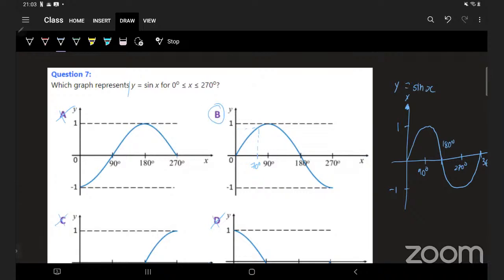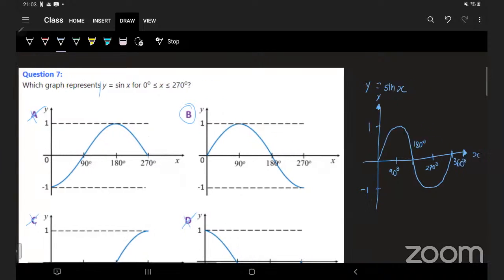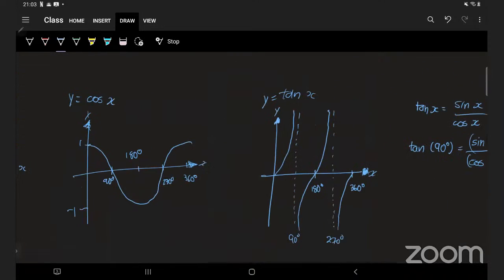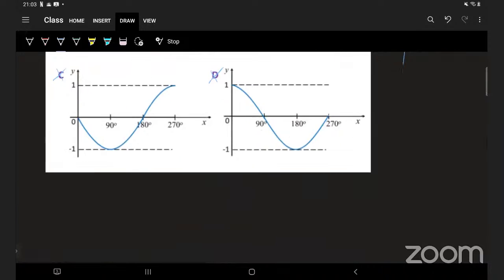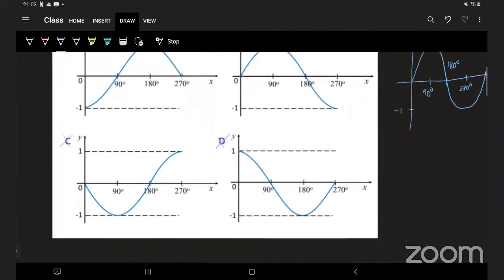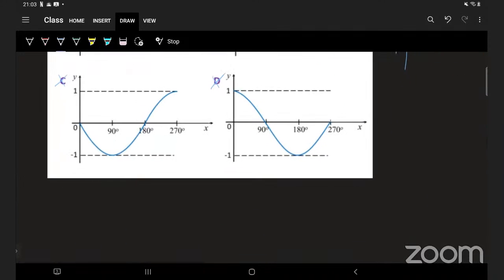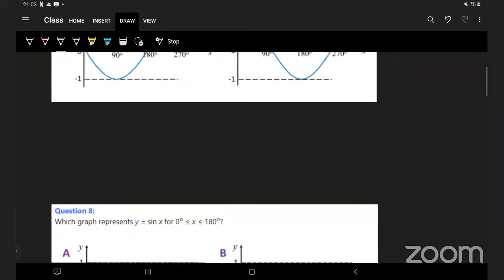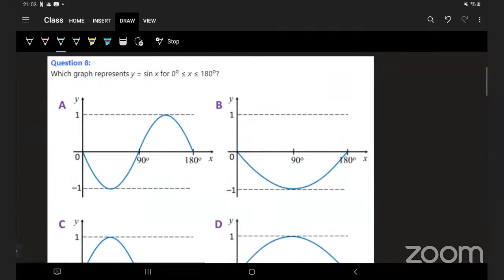You can actually do this without doing any calculation at all. Just remember the shapes of the sine x, the cosine x, and the tangent x. But yeah, we like to do calculations because it helps us understand a bit more and find out more intuitively why things are the way they are. Okay, so let's look at question 8 now.